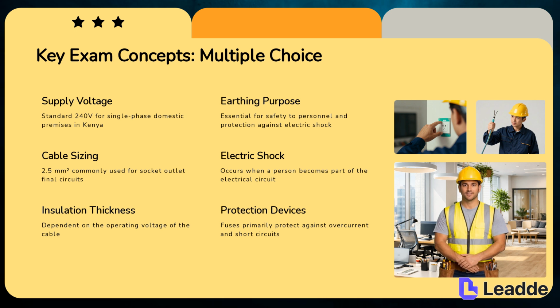An electric shock occurs when a person becomes part of the electrical circuit. The required thickness of insulation depends on the operating voltage of the cable. Lastly, protection devices such as fuses primarily protect against overcurrent and short circuits.